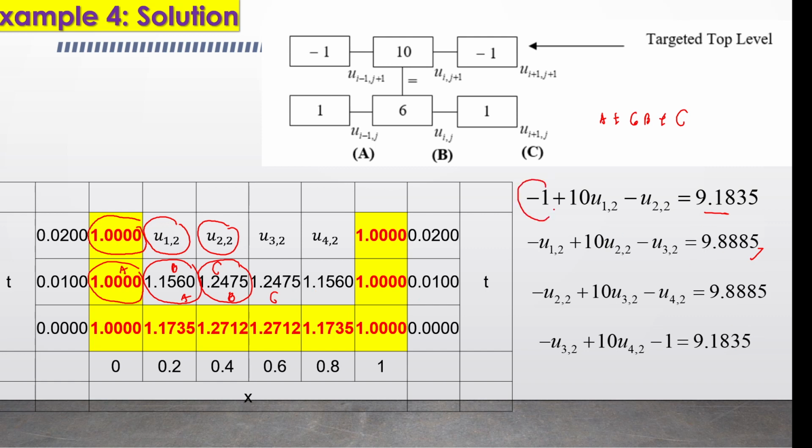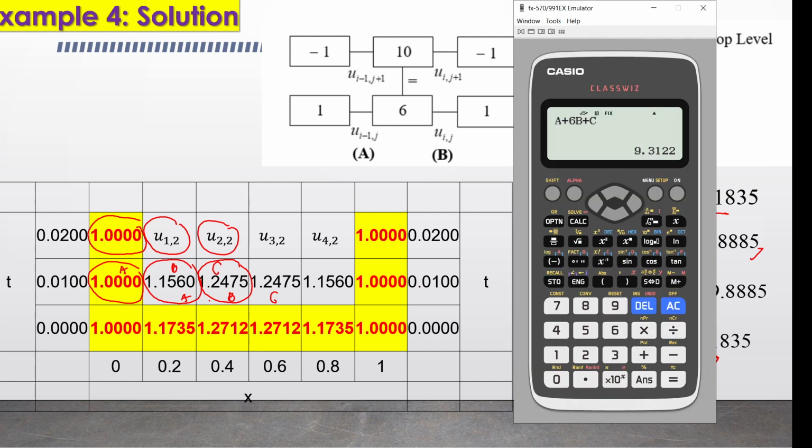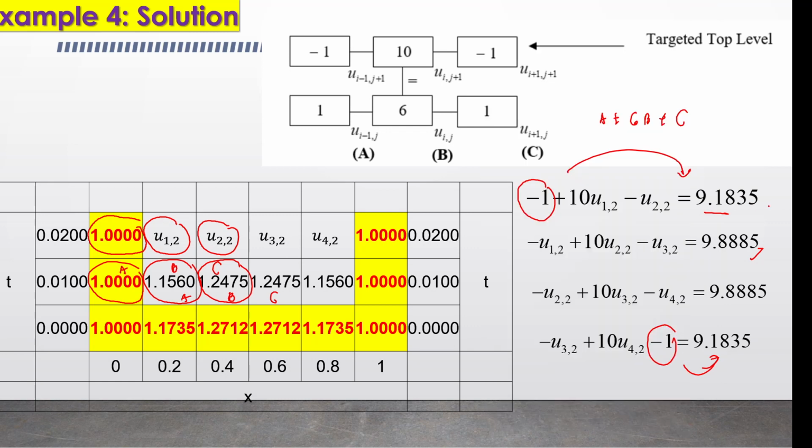And then collect your boundary to here, then you can solve for level 2 quickly. Let's see one by one slowly. First equation, calculate: A is 1, B is 1.156, C is 1.2475, giving 9.1835. Negative 1, 10 U12, negative U22, so 9.1835.